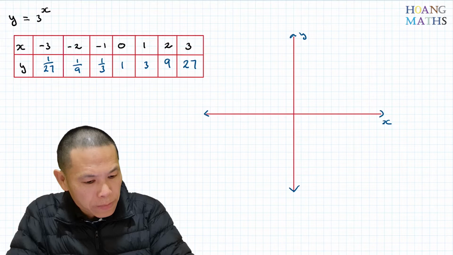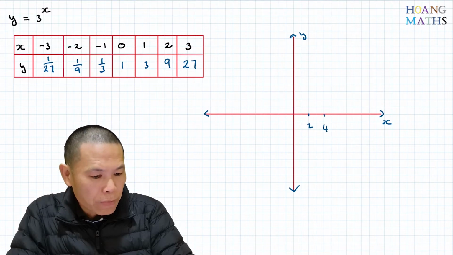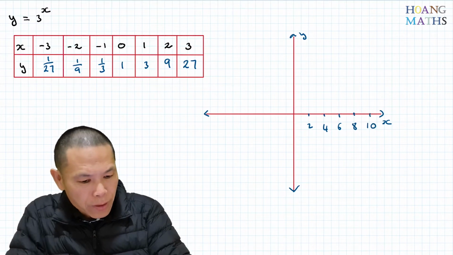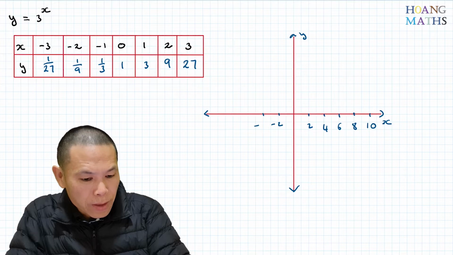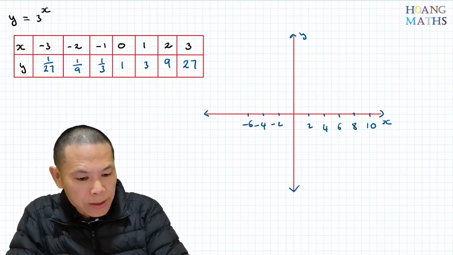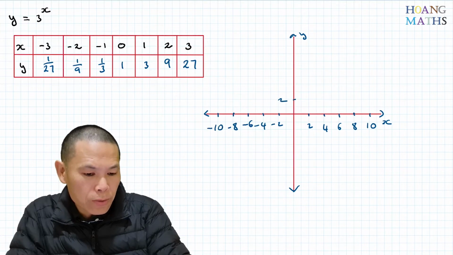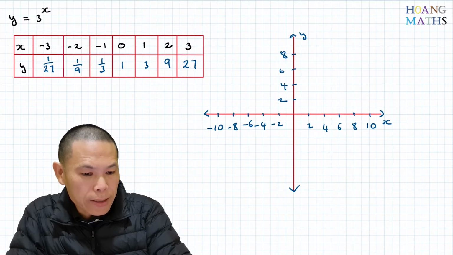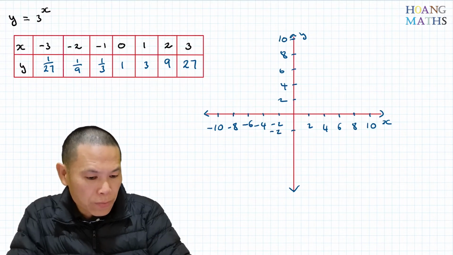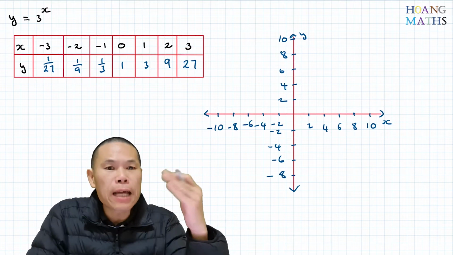And now this is 2, 4, 6, 8, 10. Of course, this is negative 2, negative 4, negative 6, negative 8, negative 10, 2, 4, 6, 8, 10, negative 2, negative 4, negative 6, negative 8. That will do. Let's start from the easy one first.